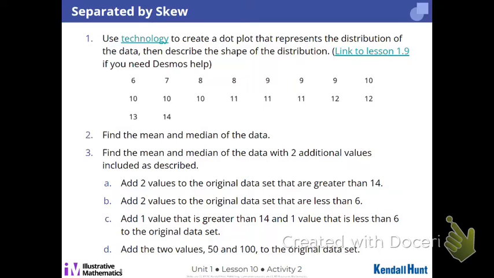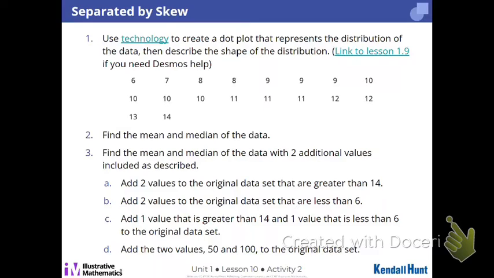You're going to always have your original data set, and then you're going to change the numbers as A, B, C, and D are asking you to change the numbers. And you're going to check your median and your mean versus your original median and mean. So, for example, for A, you're going to add 2 numbers that are greater than 14, and you're going to see what it does to your mean and median. You're just going to document that in your math notebook.